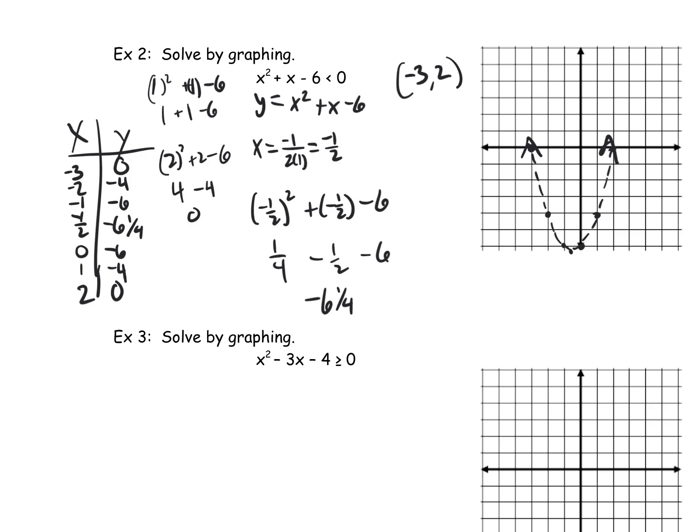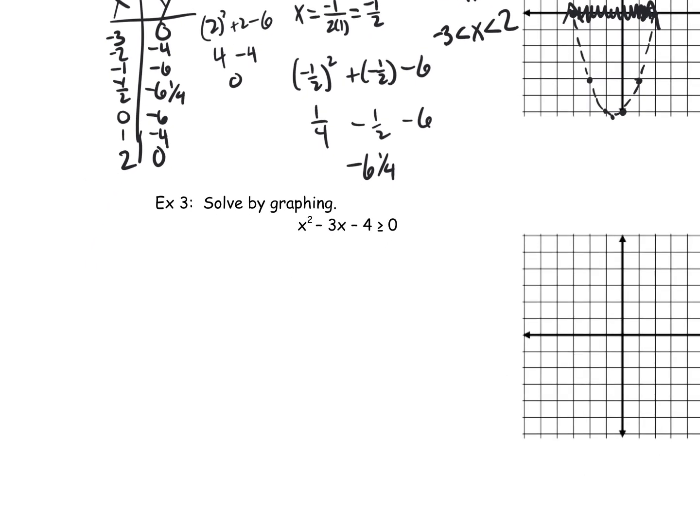Okay, so now we're also going to write this in algebraic notation. So (-3, 2) is our interval notation. And then in algebraic notation, we could write that as -3 is less than x and x is less than 2. So our x's are between -3 and 2. So it's this area here between our two x-intercepts.